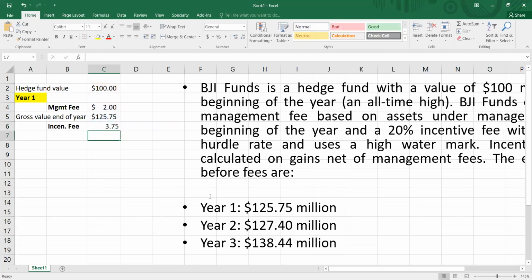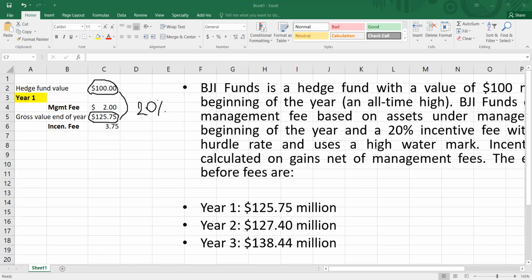The idea is from this value, what you earn, you subtract this value. And the difference that you get, you multiply it by just 20%. The incentive fee, if there are no other conditions given.